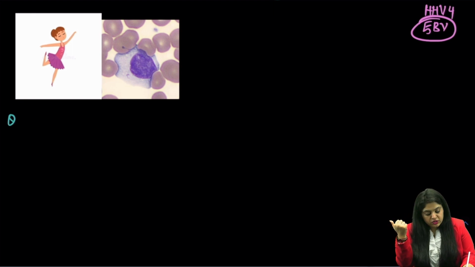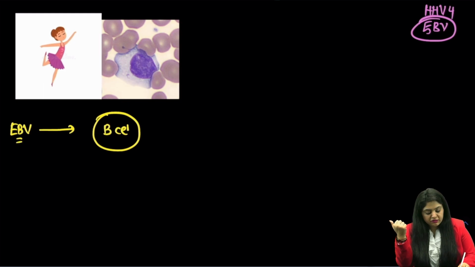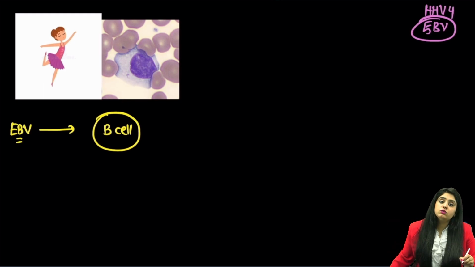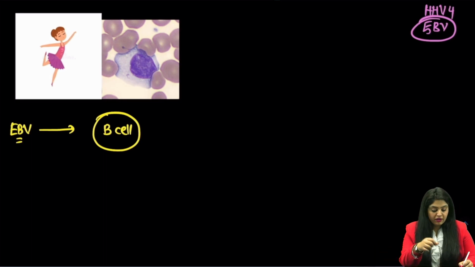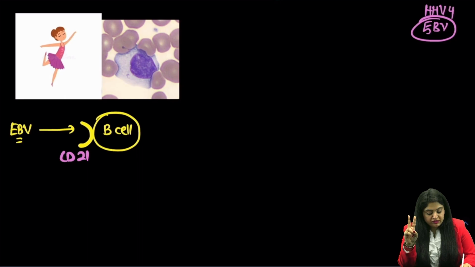First and foremost, question number 1. Pick up all the questions. Epstein-Barr virus enters which cells of our body? EBV will go into the B cells. Okay, after that, question number 2. How does it go into the B cell? It goes into the B cell via the CD21/CR2 receptor.